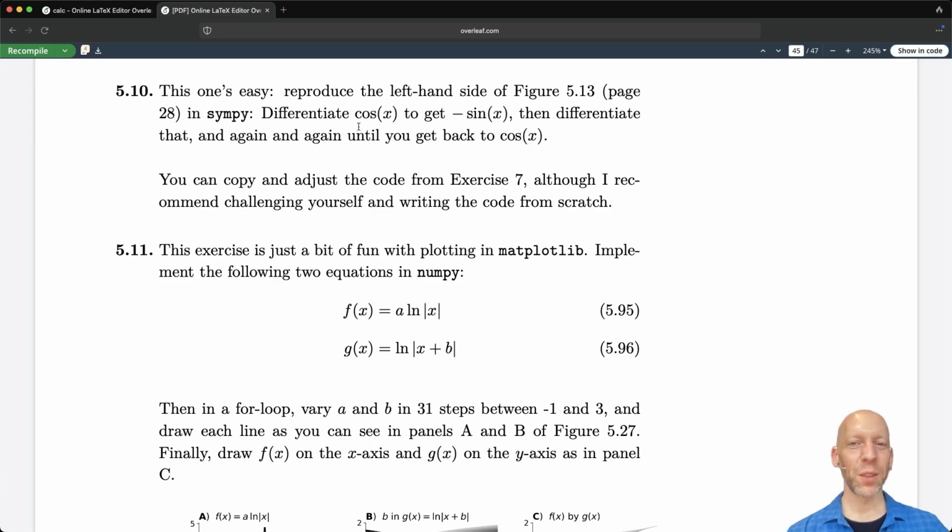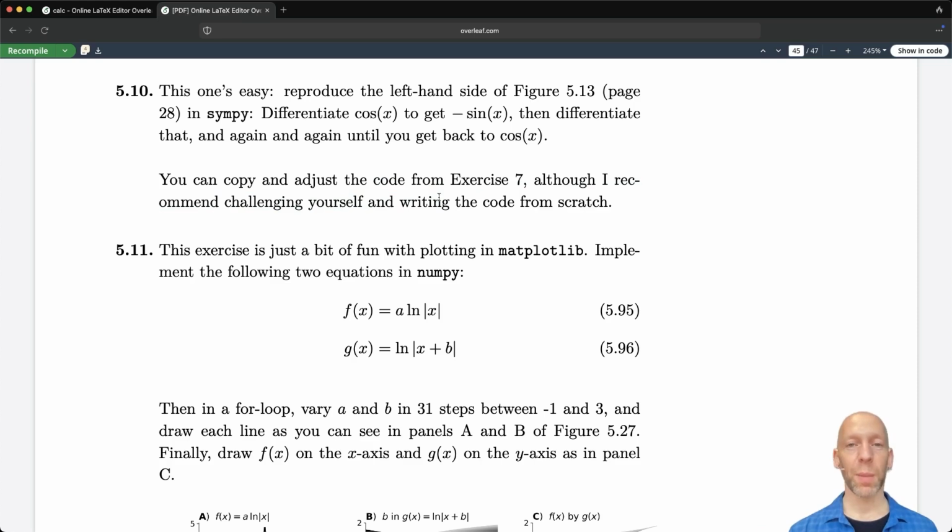So the main goal is to reproduce this cyclic nature of the derivatives of trig functions. So start with the cosine of x in SymPy, and then differentiate the cosine of x. And of course, you know that the answer is going to be minus the sine of x. And then differentiate that and differentiate again and again and again until you get back to the cosine of x. And just print these out in SymPy. So if you want, you can actually copy paste code.